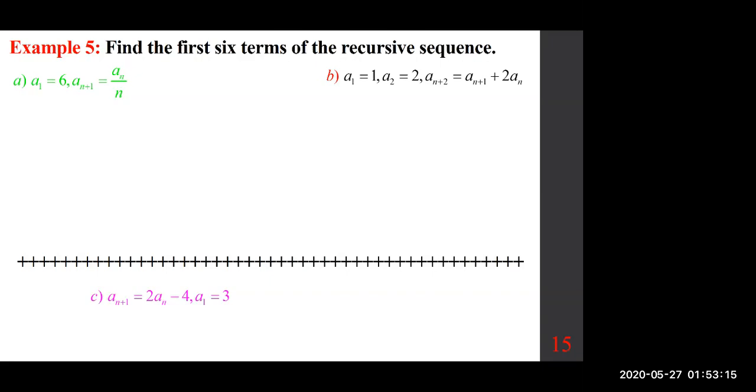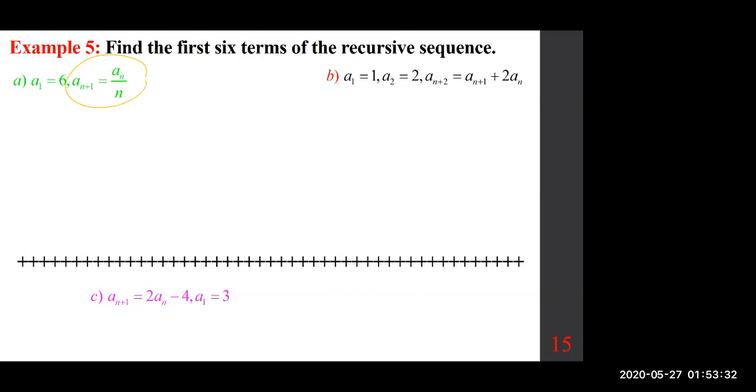So we want to find the first 6 terms. And these are recursive sequences. Why is that? Take a look at the way it's been defined. It says, okay, a sub n plus 1. That means the next one is the previous one divided by n. Okay? So a sub 1 is 6.